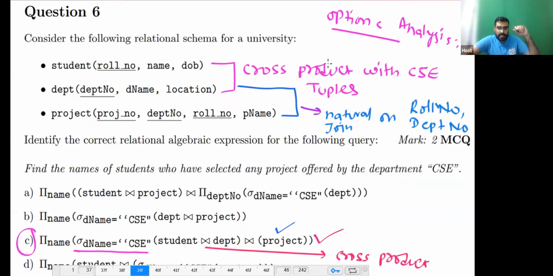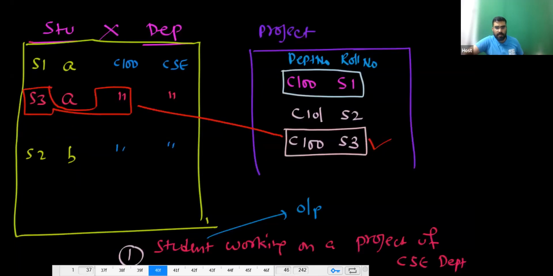Nikhil is saying, sir, it's a cross product. So S3 in student will match with all departments. No, this is a natural join. See, this will match with all departments. That is fine. Oh, right. Okay. Very good.